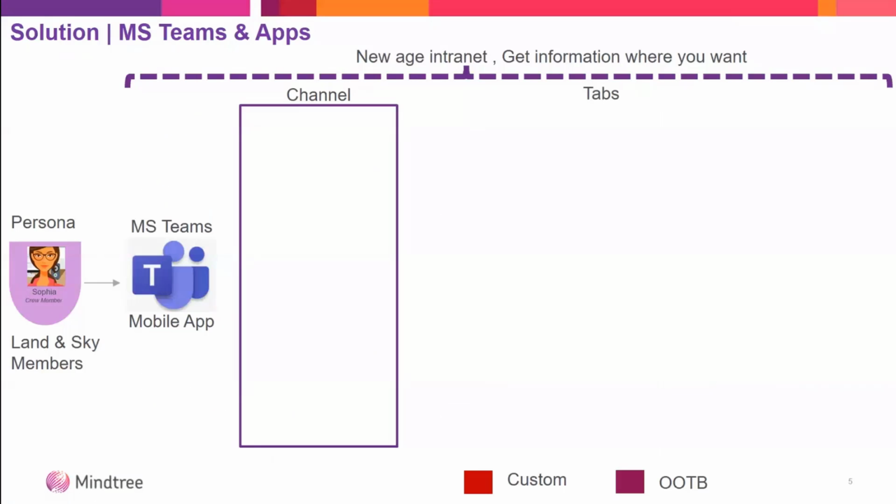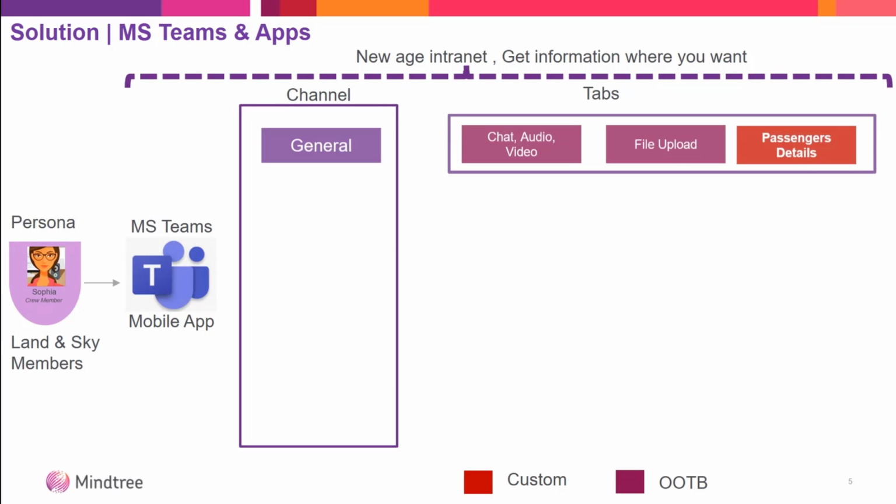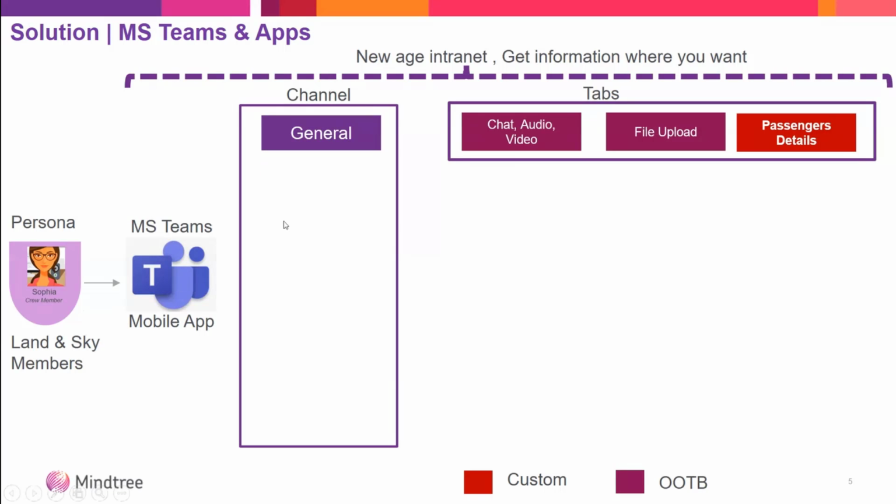So I have a persona, which is crew members in the sky as well as on the land, and they have Teams on any of their devices: desktop, mobile, or tablet. How are they going to talk, and how can we solve their problems? If you see here, we have defined the Teams specific to the airlines, with a journal channel. And with the color coding, some are out-of-the-box components which we use, and some we have built as custom.